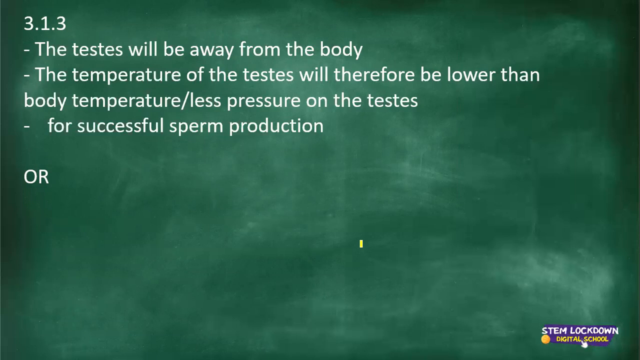Because when you're wearing tight underwear, you are bringing your testis closer to the body. And then the heat will move from the body and it will affect your testis. So your testis will have the body temperature, and they are not supposed to have body temperature. They are supposed to have a lower temperature than the rest of the body, because sperm production happens effectively under low temperatures. But in high temperatures, sperm production is affected.